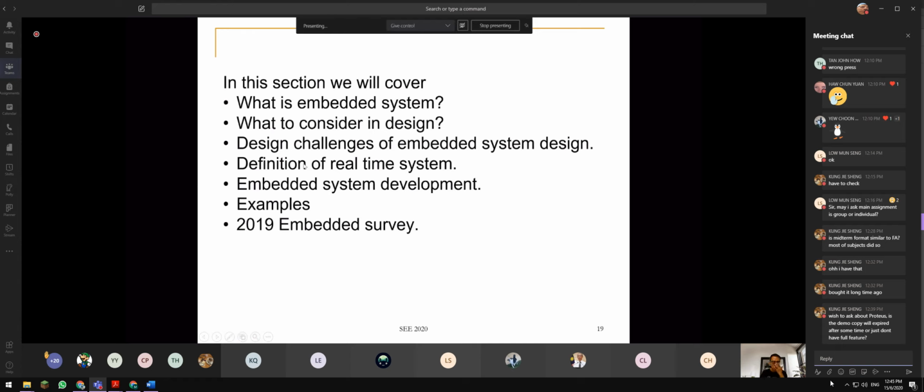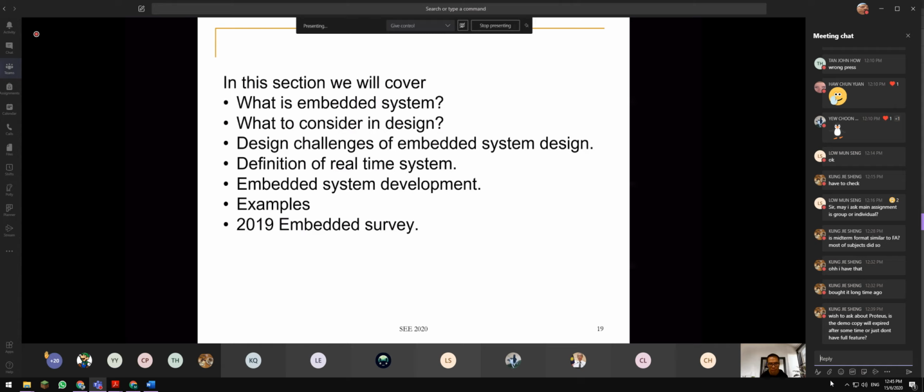So let's begin our first section. In this section, we will cover what an embedded system is, what to consider in design, and what the obstacles in design are. And class, remember, embedded system design is not to study a microcontroller actually. So it's not to study ESP32.